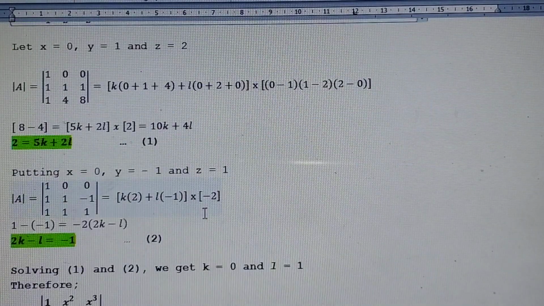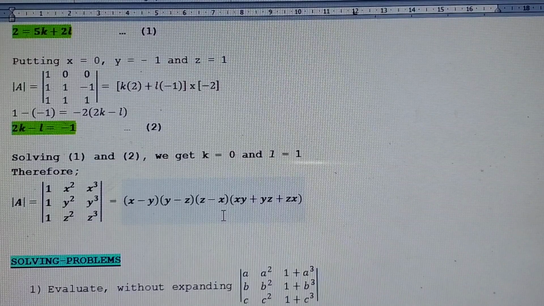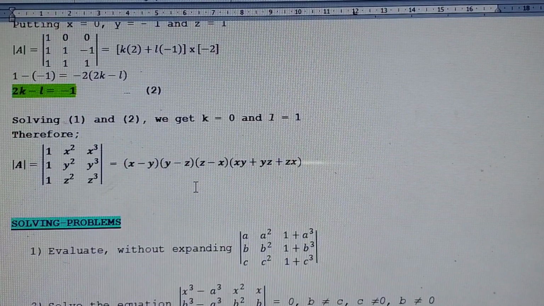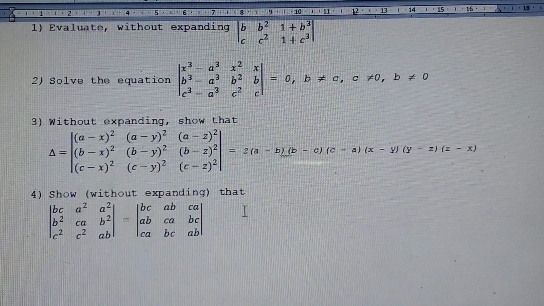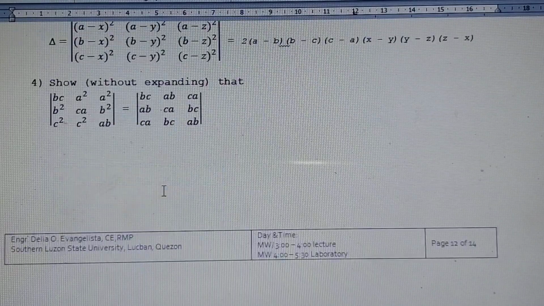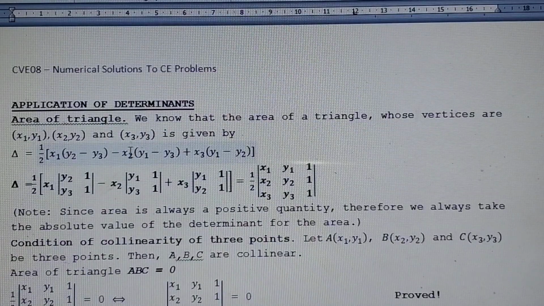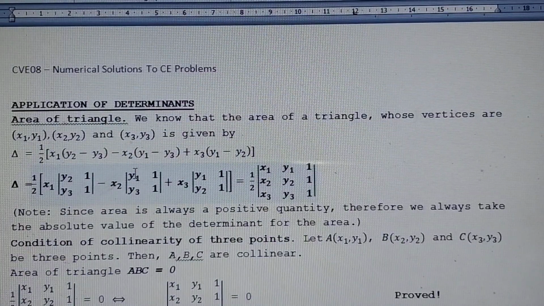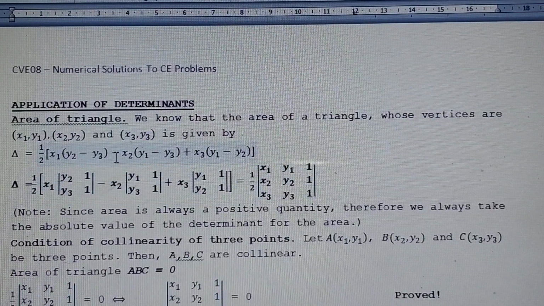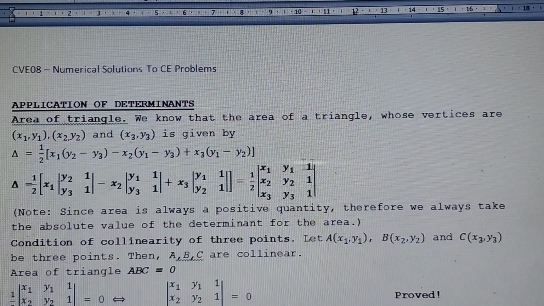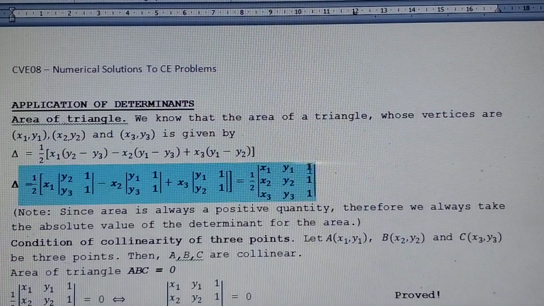Ayun. So, medyo sa online marami naman siya na mga example. You can go there. Then, the remaining solving problems dito. Ito yung ating mga exercises sa inyong laboratory hours. Then, application ng determinants sa area ng triangle. Then, sa area ng triangle, ito yung formula ng determinants sa area ng triangle.